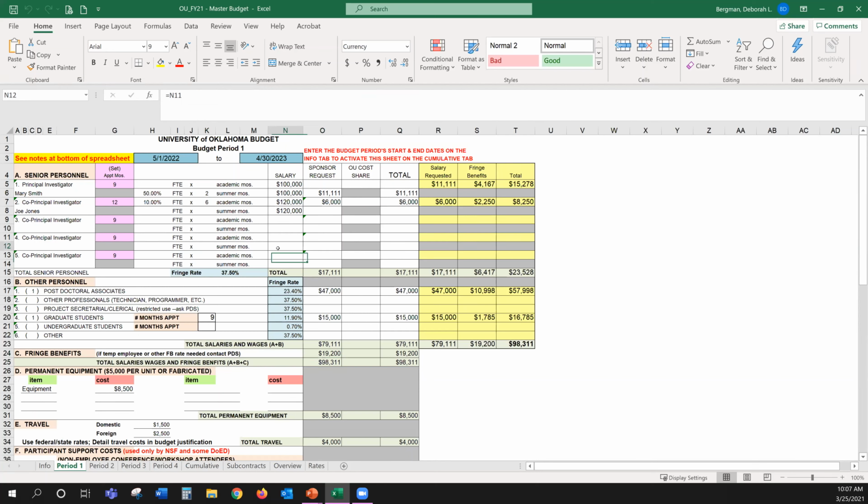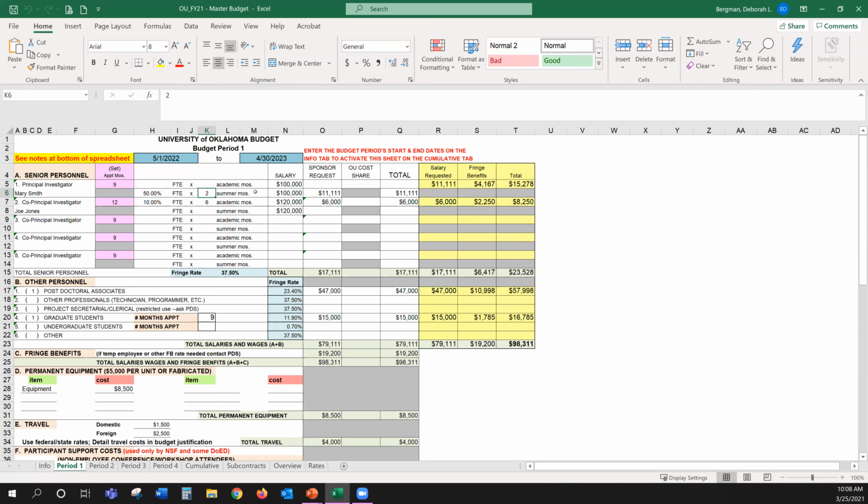Salary requests for senior personnel are entered as a percentage of effort based on current salary. In my example, Mary Smith has a 9-month appointment. So her request would be entered as either academic or summer months, depending on when she is dedicating her time to the proposal. So if she wants to request half of 2 summer months, she would enter 50% of 2 months in the summer line.